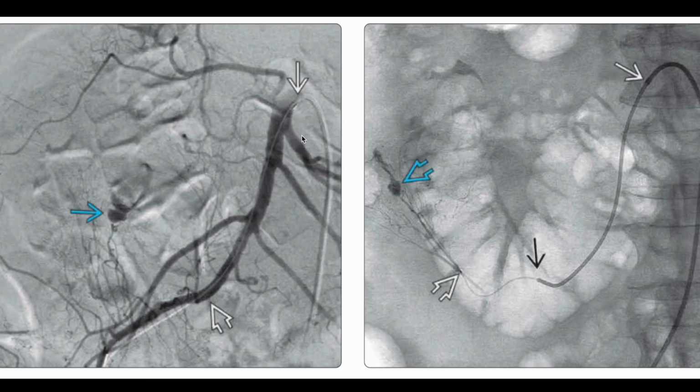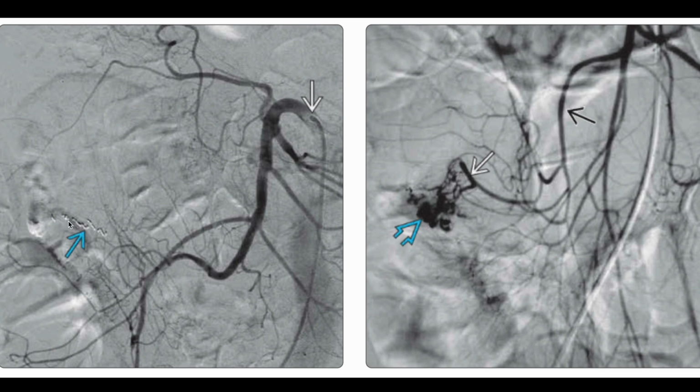This is another case here. This is the SMA, this is the middle colic artery, this is the right colic artery, this is the ileocolic artery, and small branches from the ileocolic artery. This single branch is leading to contrast extravasation, following which selective cannulation of that vessel was done and a coil was deployed over here, and that is showing there is no contrast extravasation now.